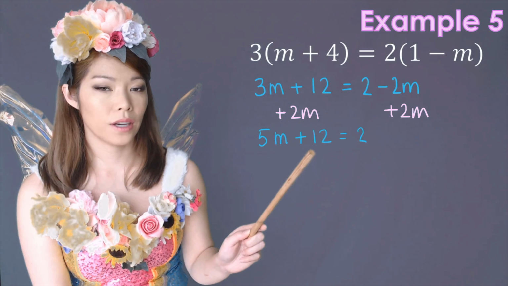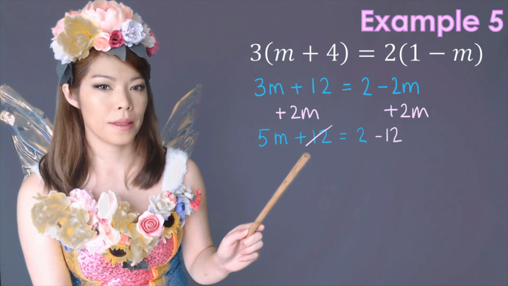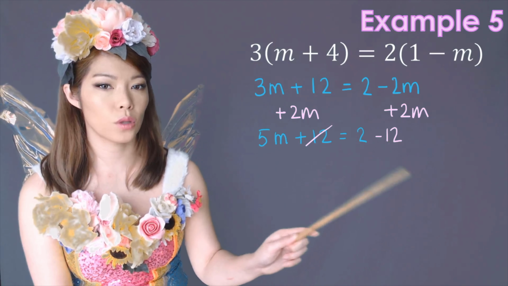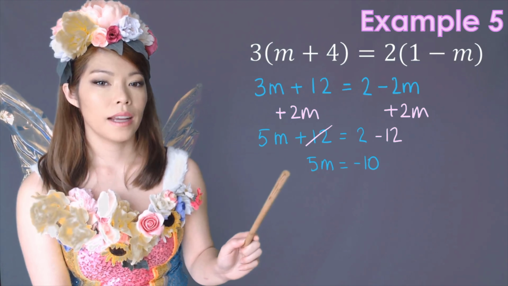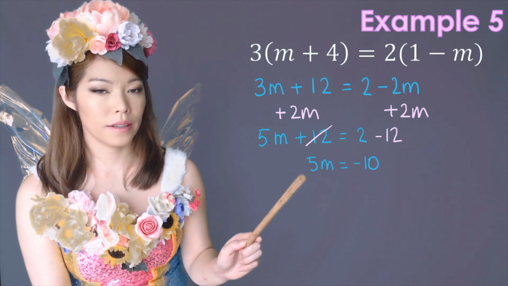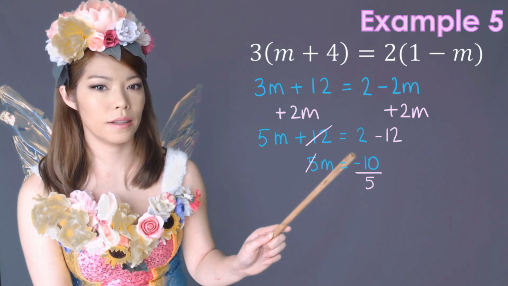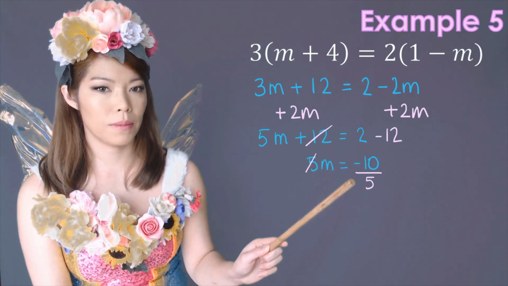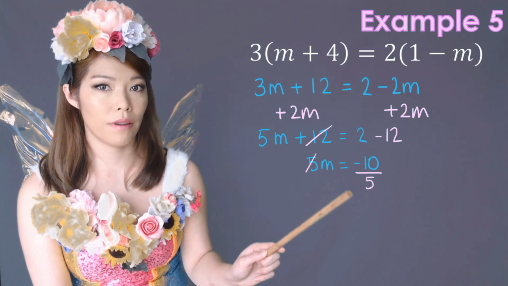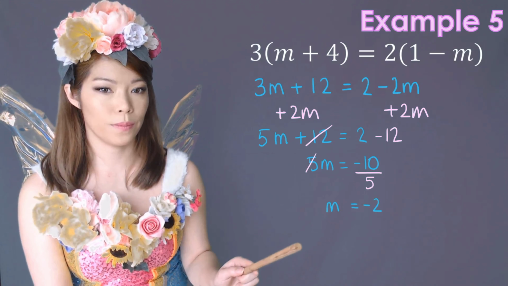So we have to get rid of the 12 by doing the inverse, minus 12. 2 minus 12 is minus 10. And then now we have to get rid of the 5 by dividing both sides by 5. And negative and a positive becomes negative. So minus 10 divided by 5 is negative 2.